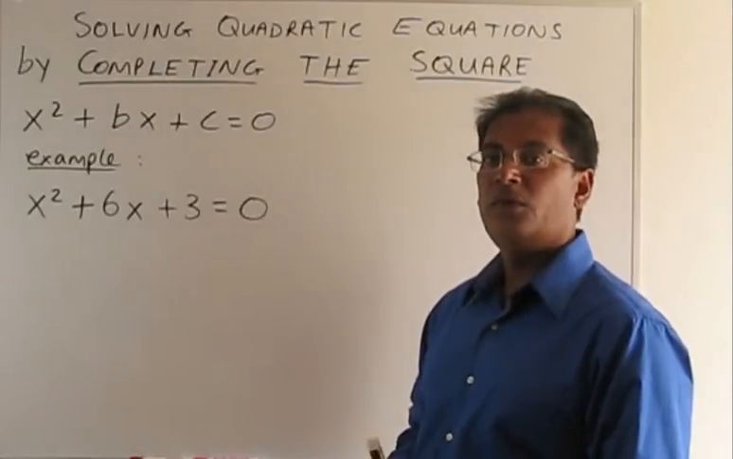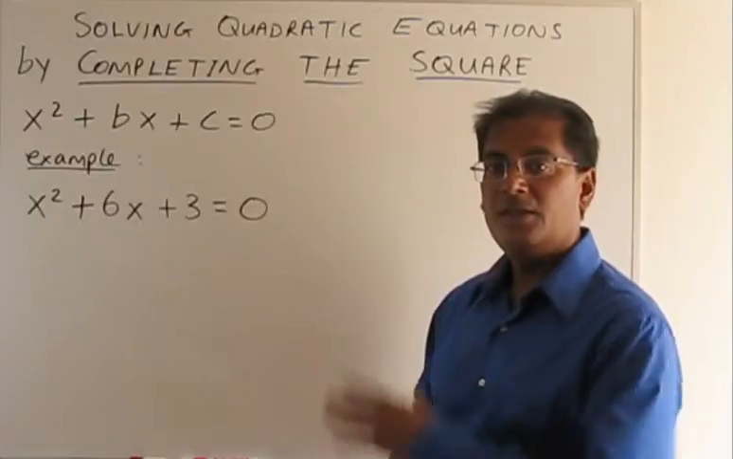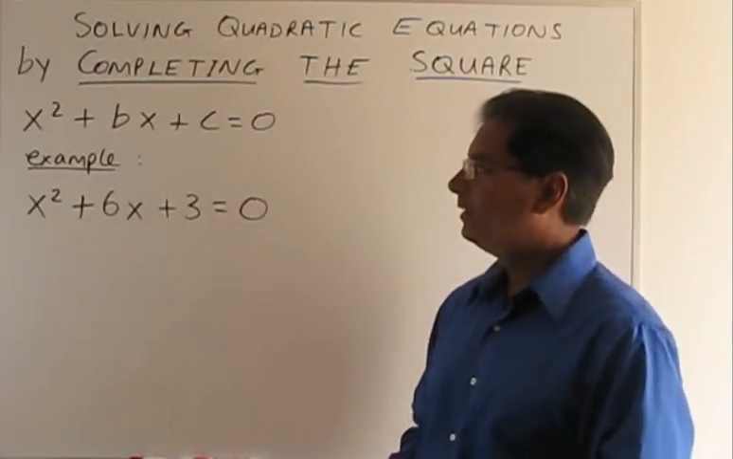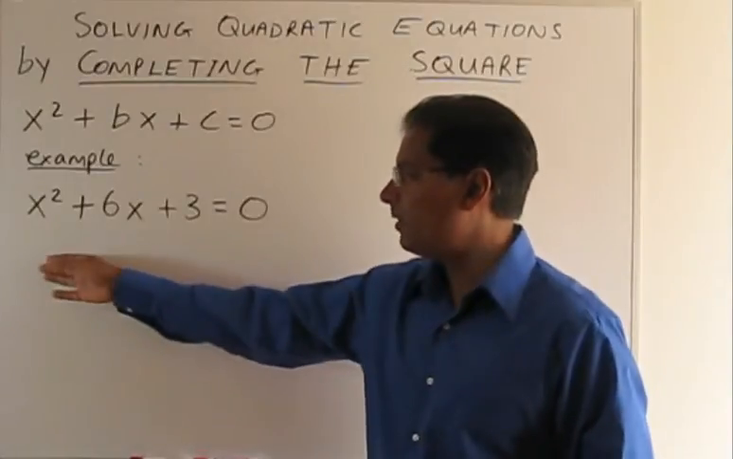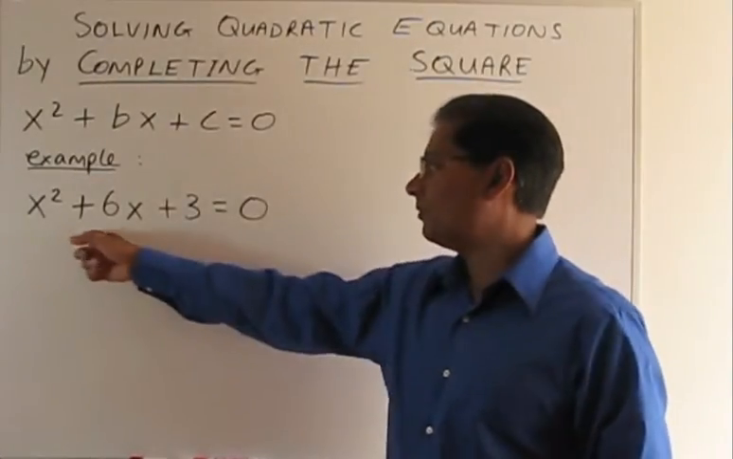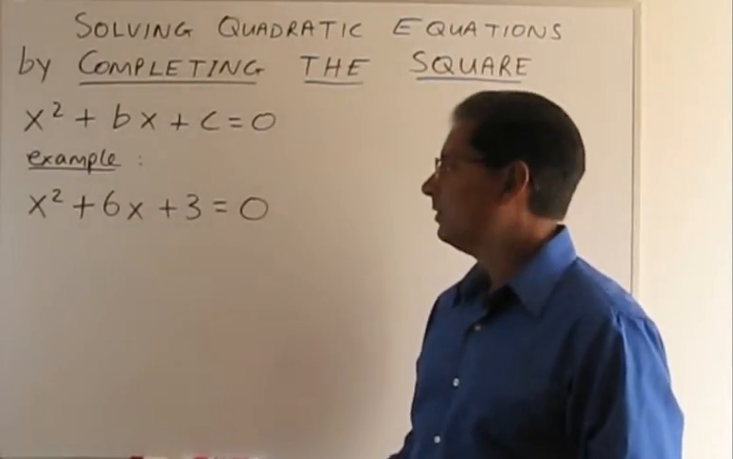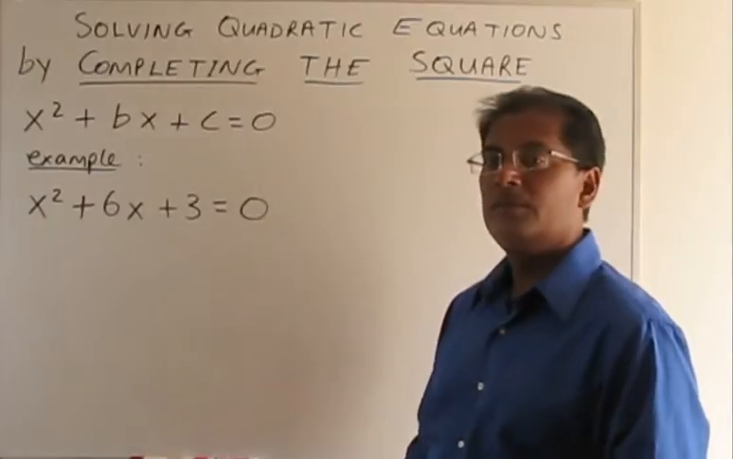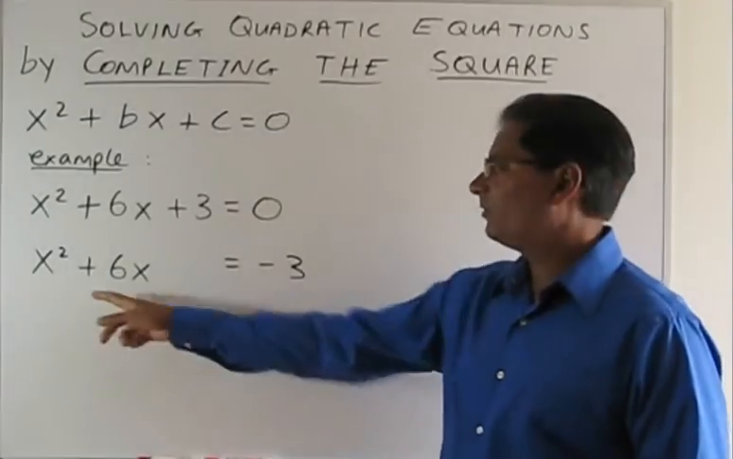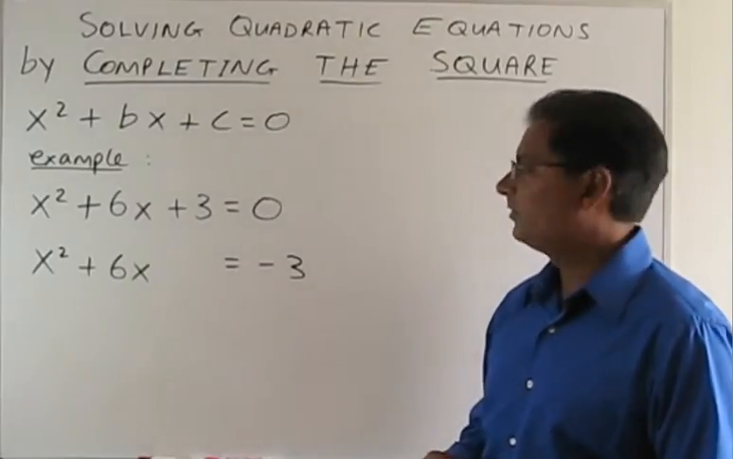So the idea is we're going to be using the root property in this method, but we have to get to a point where we can use that square root property. So what we want to have is a square on the left side and something else on the right side. Here we have x squared plus 6x plus 3 equals 0. What do we do first? Well, the first thing we're going to have to do is move the 3 over to the other side. So I have x squared plus 6x equals negative 3. We subtracted 3 from both sides.